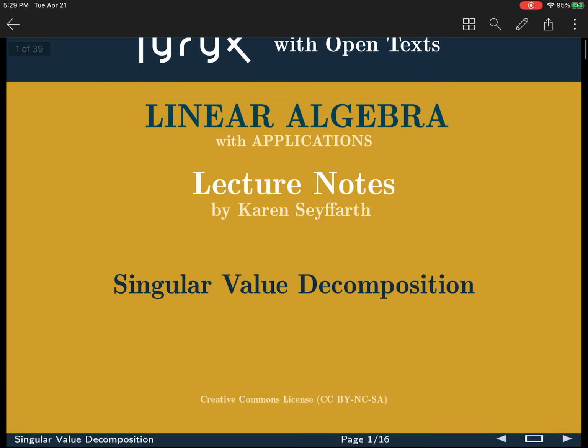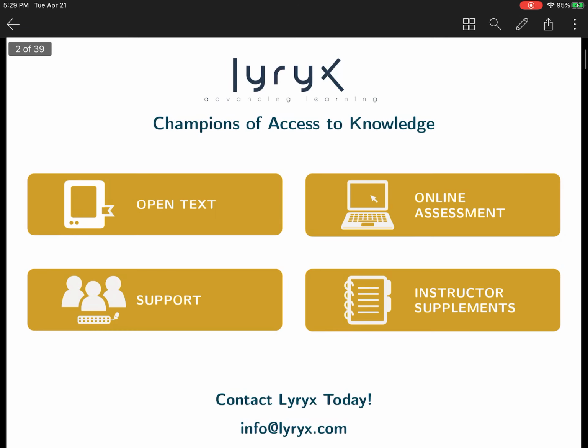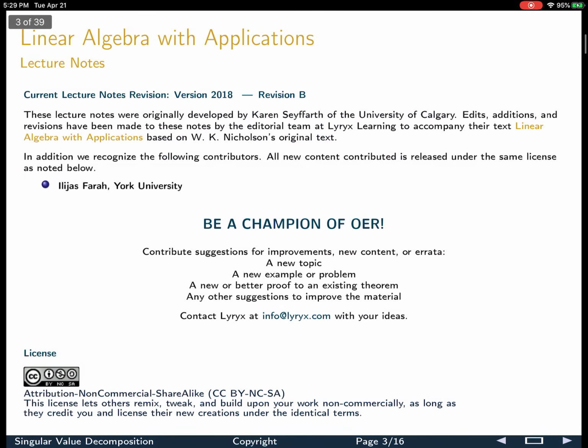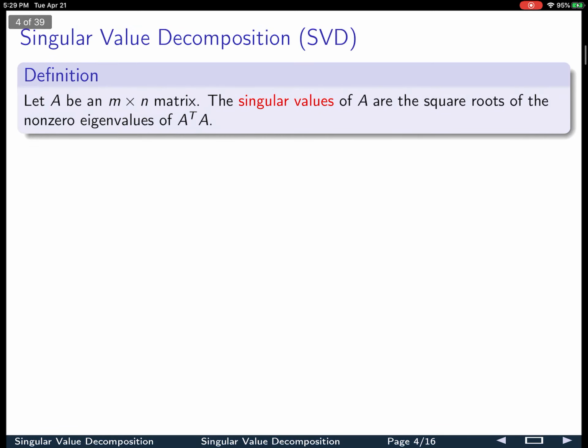We're going to be talking about the singular value decomposition today, and I'm going to level with you. I am a little bit sad because I just did this lecture and the recording did not save properly, so I'm recording this again.